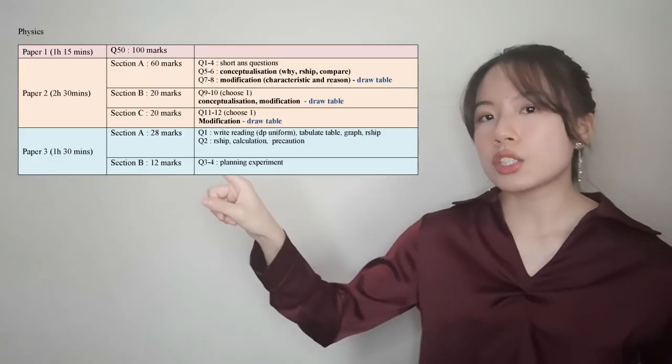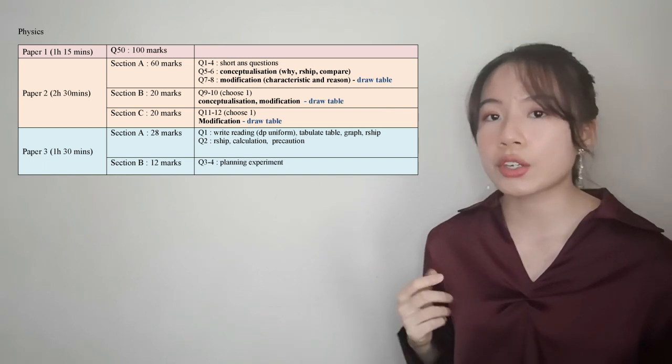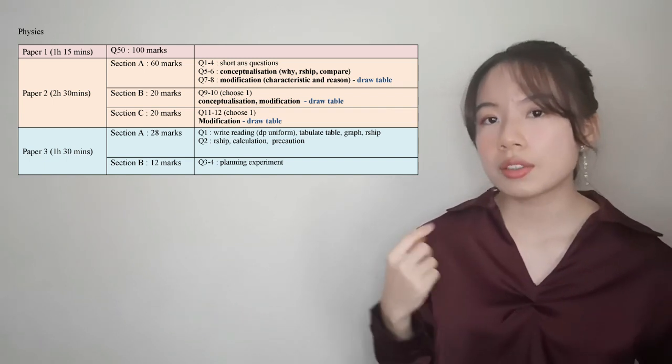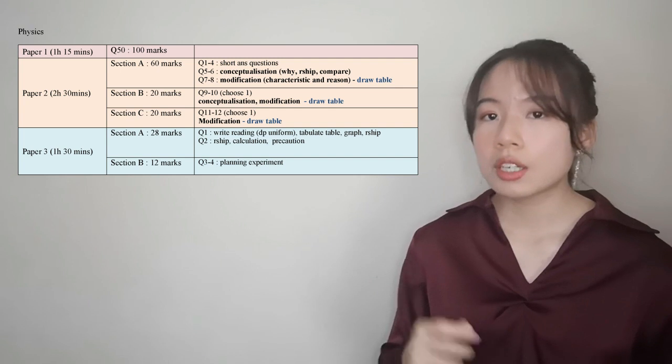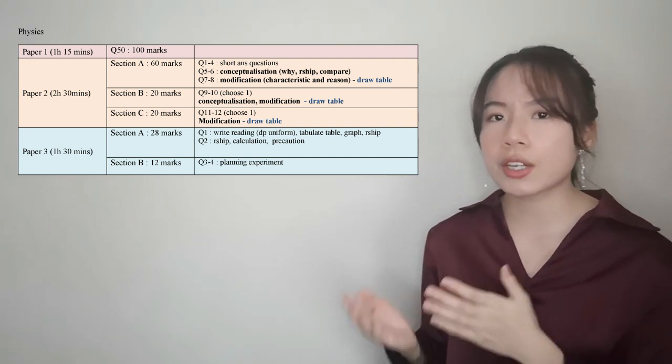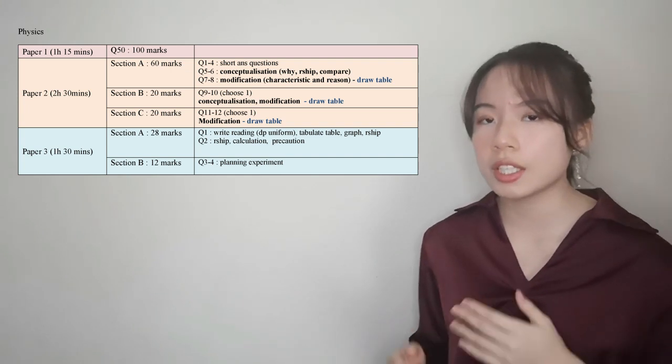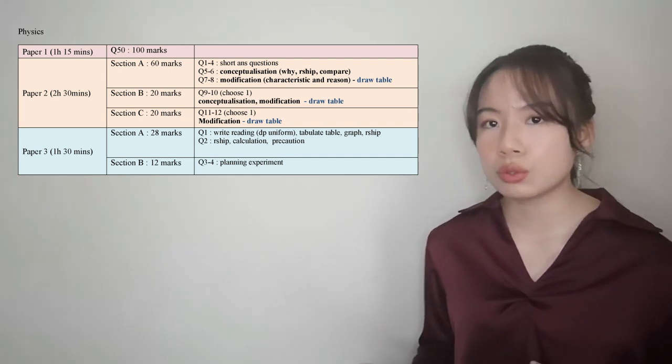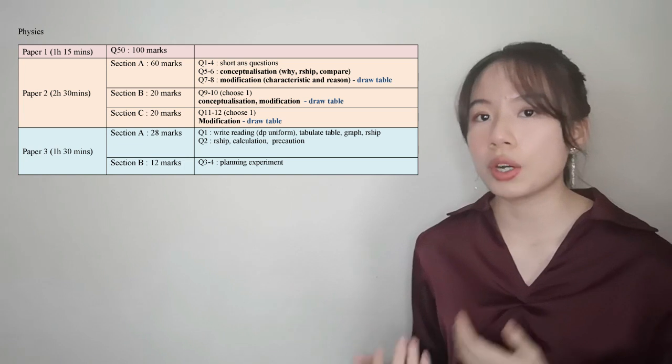Okay, let's go back to this table here. As you can see, conceptualization actually appears twice, in section A and section B, while modification appears in 3 sections. So you can see that they appear frequently in the physics exam paper too. So mastering the physics essay is important.